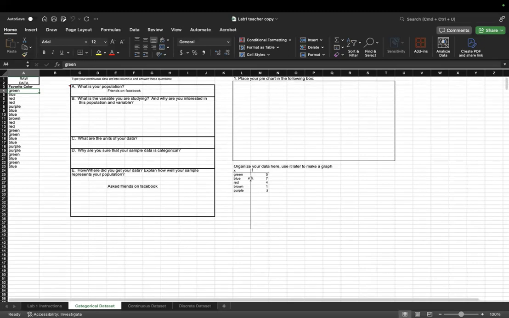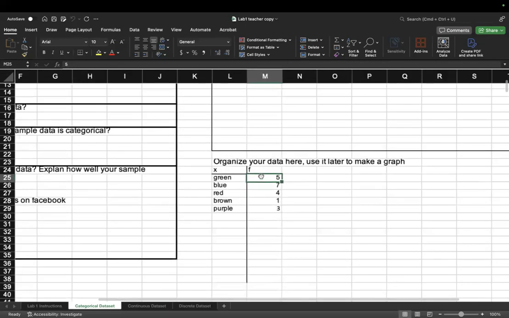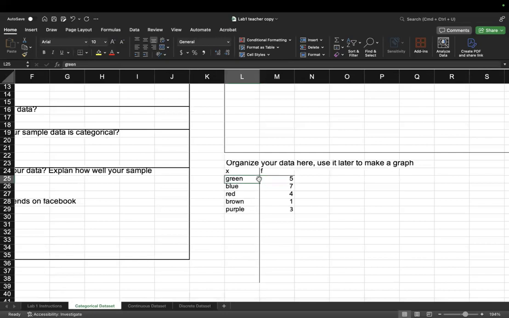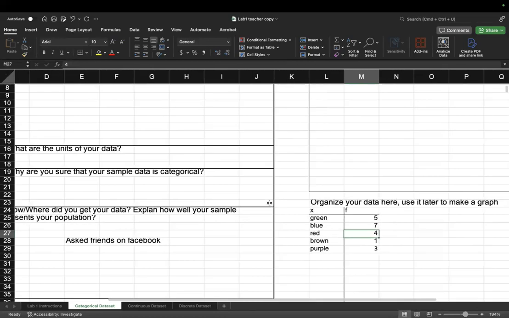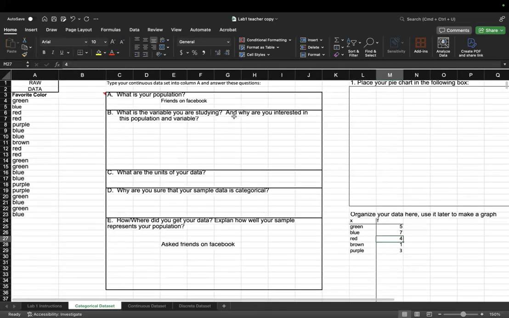Over here now, I organized it. So I put down all of the colors and I counted how many people have that as their favorite color. And I just put them in this table. I created a frequency table right here. So there's 5 people that have green as their favorite color, 7 have blue, 4 have red, and so on and so on. So I just organized it. I'm not going to do the graph yet. We're going to talk about the questions.